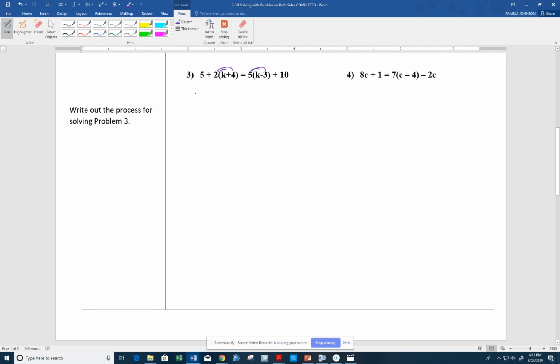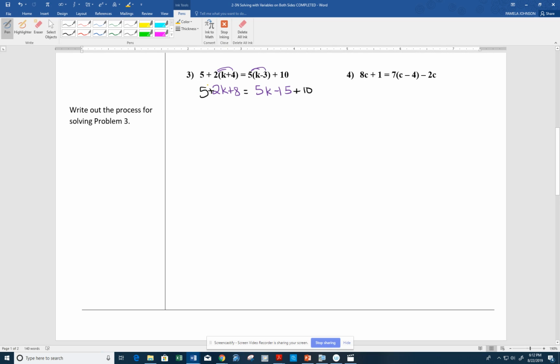So I'm going to have 2k plus 8 and 5k minus 15. But I'm still going to bring along this 5 on the left and this plus 10 on the right. I don't have any fractions I need to worry about. So the next thing I'm going to do is check for any like terms on each side. On the left side here, I have a 5 and an 8. Those are my like terms there.